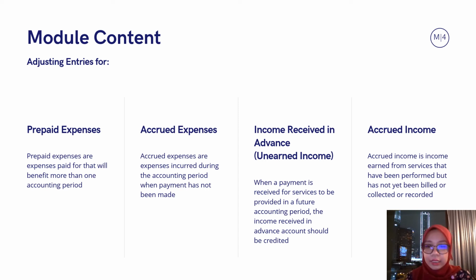And then any income received in advance, or unearned income, when the payment is received for services to be provided in a future accounting period. We have to record the income received in advance. And then accrued income, which is income earned from services that have been performed but has not been billed, collected or recorded yet. Still, we have to recognize and make proper adjusting entries for these four items.